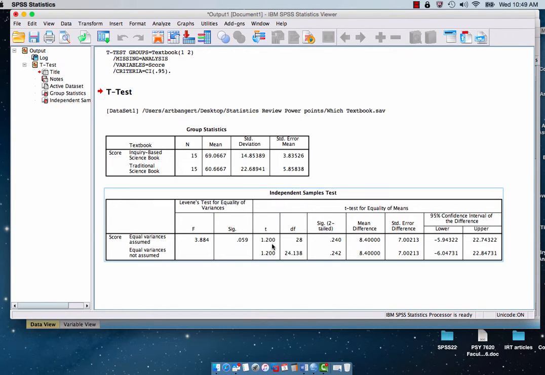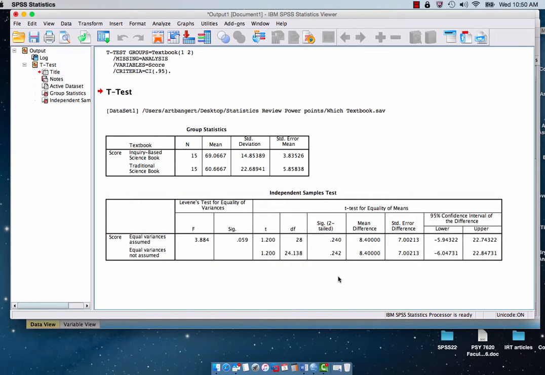Our calculated t-ratio is 1.2, and at 28 degrees of freedom, we see that the significance, or the probability of making a type 1 error, is above 0.05. And now this is for a two-tailed test.